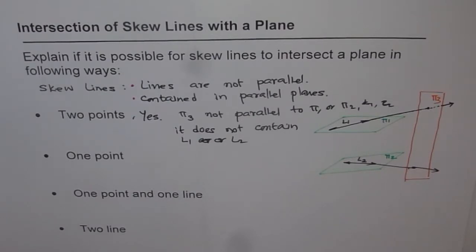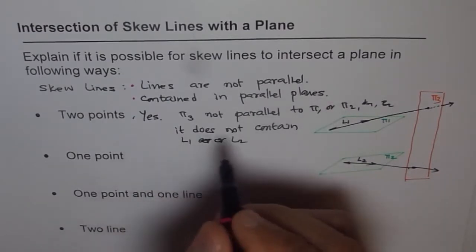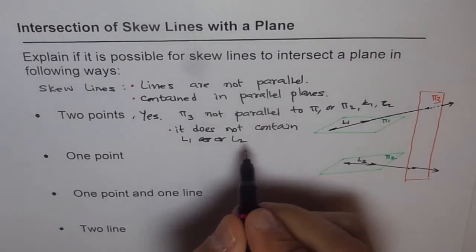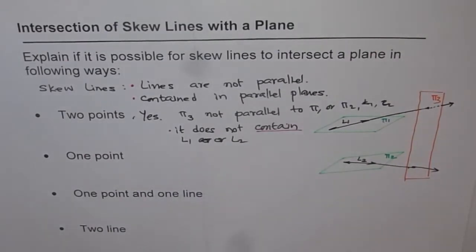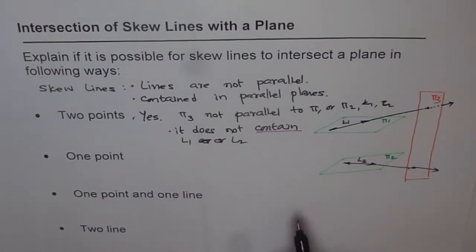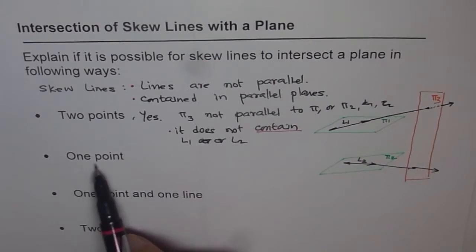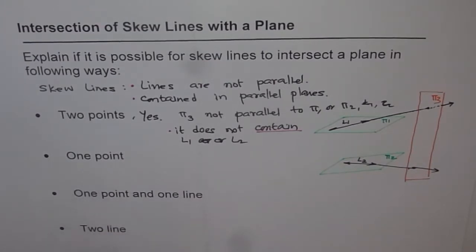So as you are now understanding, the critical point for us is that contain, right? If the plane contains a line, then the intersection will be a line. If the other plane does not contain the line, then it will intersect the line at a point, right? That is how it is. Now, next is 1 point. Is it possible or not possible?